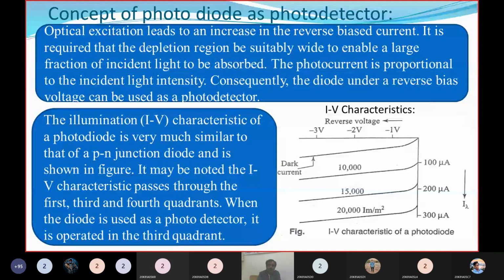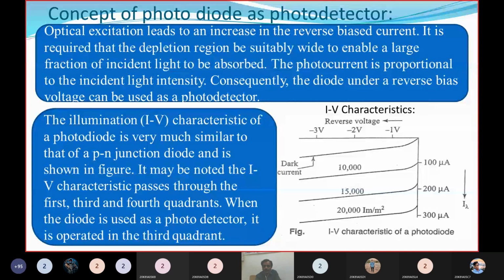Now, with increasing the intensity of light. If you increase the intensity of light, what happens? More photons will be incident on the photodiode, and more photons are absorbed by the photodiode, and because of that absorption, more electron-hole pairs will be generated. More electron-hole pairs means there are more charge carriers. That's why the current also increases.